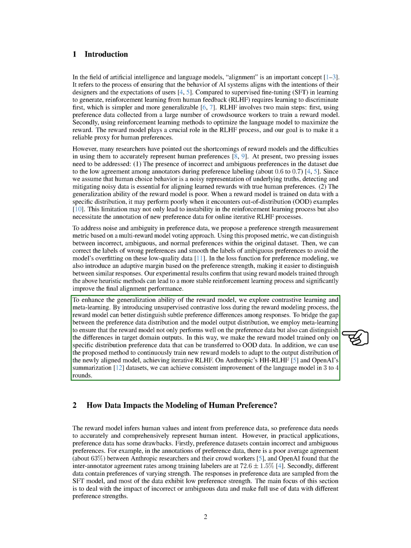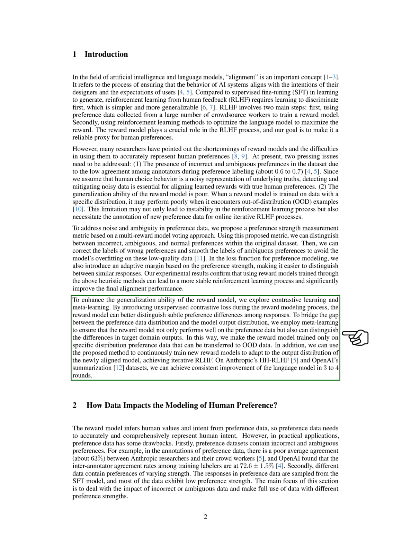To enhance the generalization ability of the reward model, we explore contrastive learning and meta-learning. By introducing unsupervised contrastive loss during the reward modeling process, the reward model can better distinguish subtle preference differences among responses. To bridge the gap between the preference data distribution and the model output distribution, we employ meta-learning to ensure that the reward model not only performs well on the preference data but also can distinguish the differences in target domain outputs.